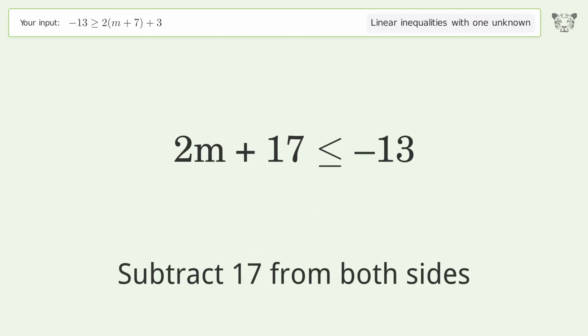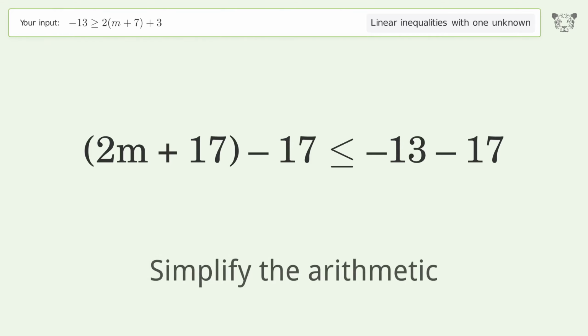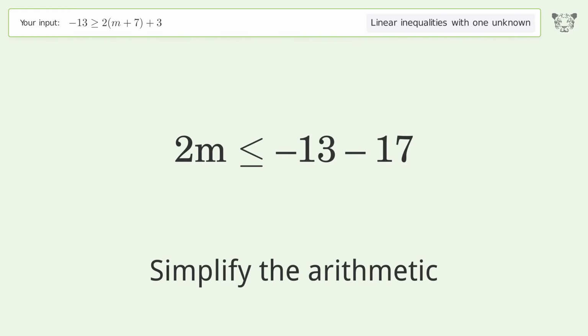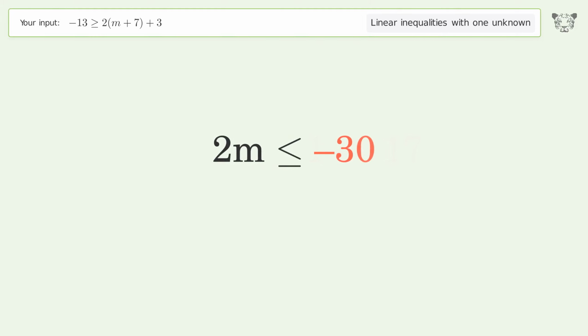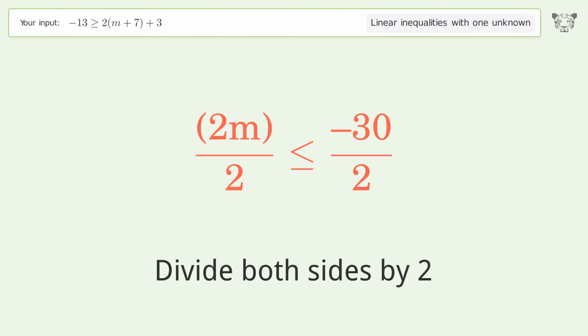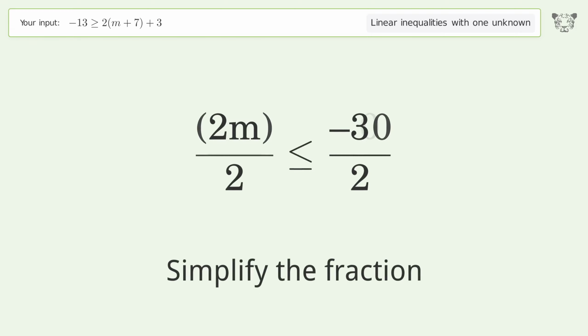Subtract 17 from both sides. Simplify the arithmetic. Isolate the m. Divide both sides by 2. Simplify the fraction.